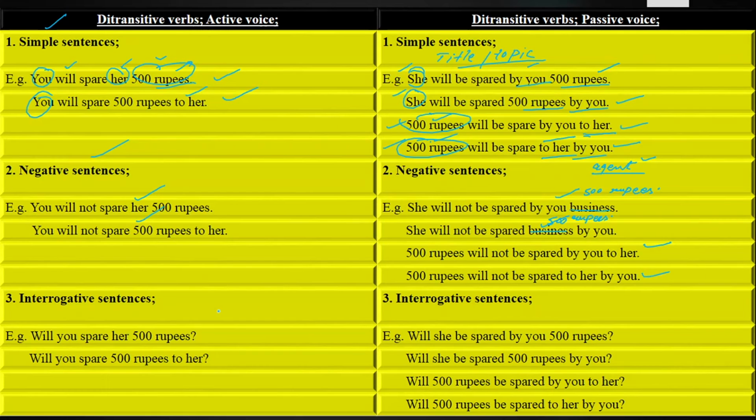Next we have got interrogative sentences. Those sentences in which we ask questions, put queries, are called interrogative sentences. Will you spare her 500 rupees? Will you spare 500 rupees to her? Will she be spared by you 500 rupees? Will she be spared 500 rupees by you? Will 500 rupees be spared by you to her, and will 500 rupees be spared to her by you?